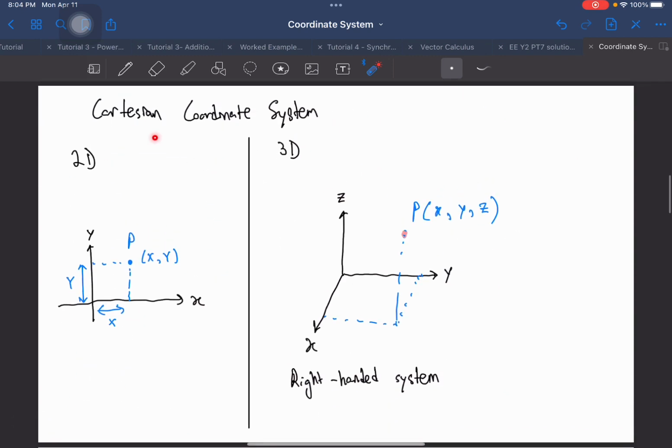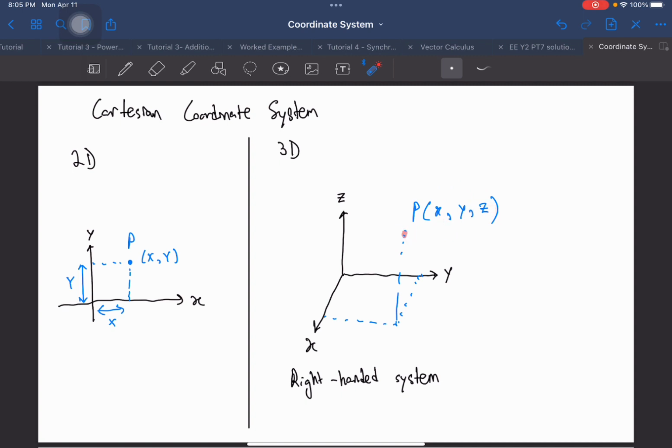Cartesian coordinate system is defined as you have the y-axis and x-axis, and then whichever point P in this system can be noted by this x and y, the distance of it from the origin. Okay, so this is in 2D form, whereas in 3D form you add a z-axis which states the height of the point. So it's the same as a 2D Cartesian coordinate, just that you use z to determine the height. So whichever point in this coordinate system can be defined by x, y, and z.